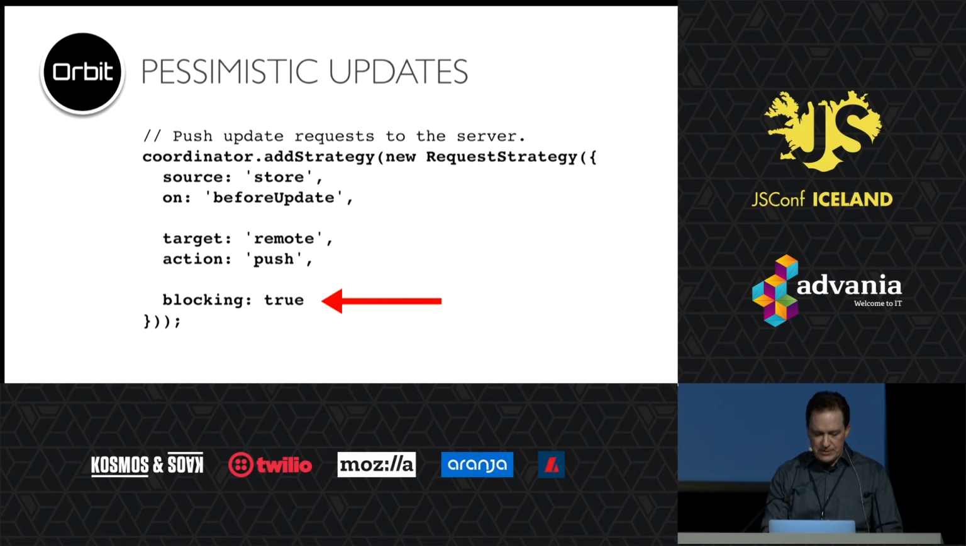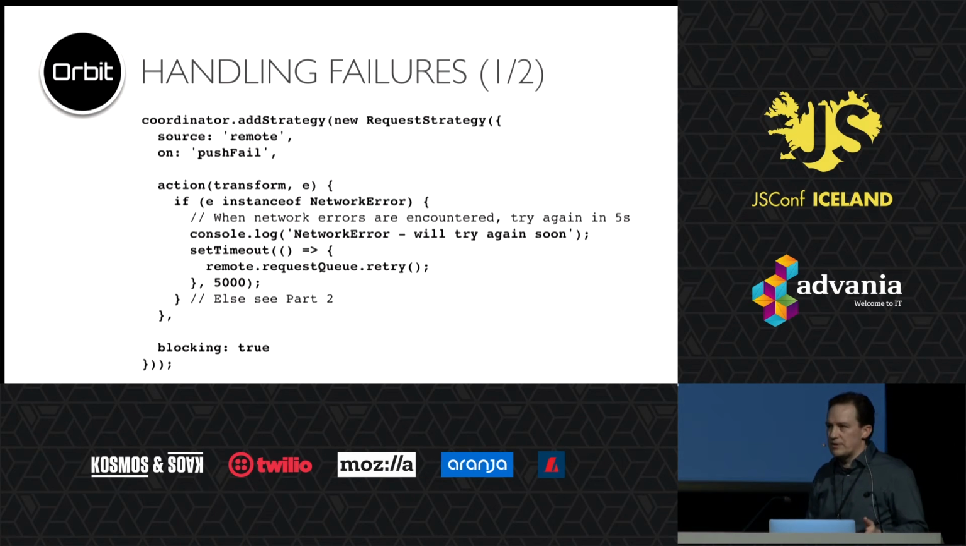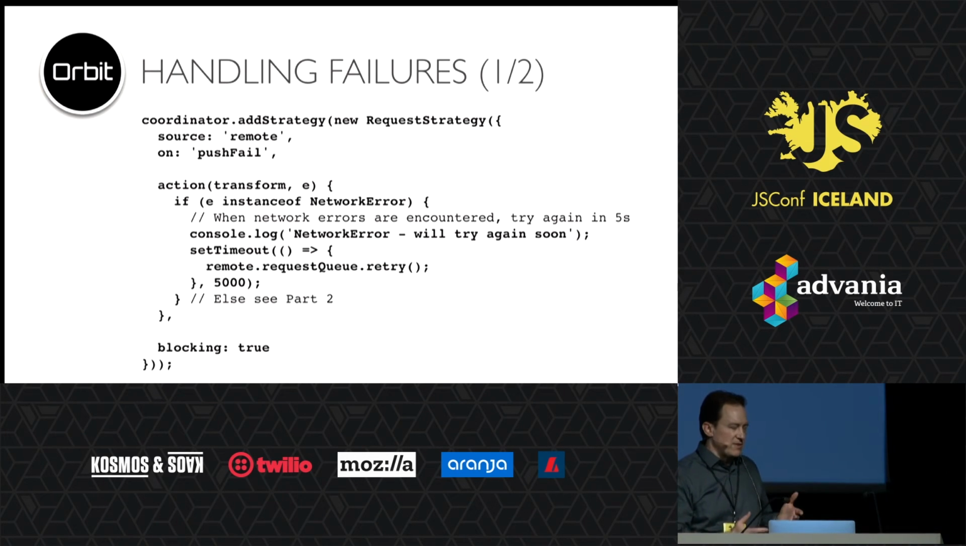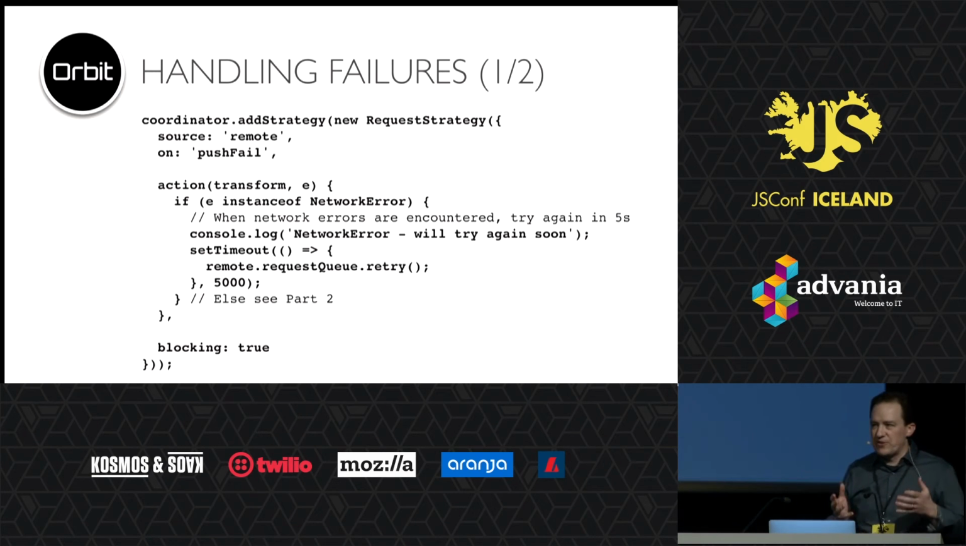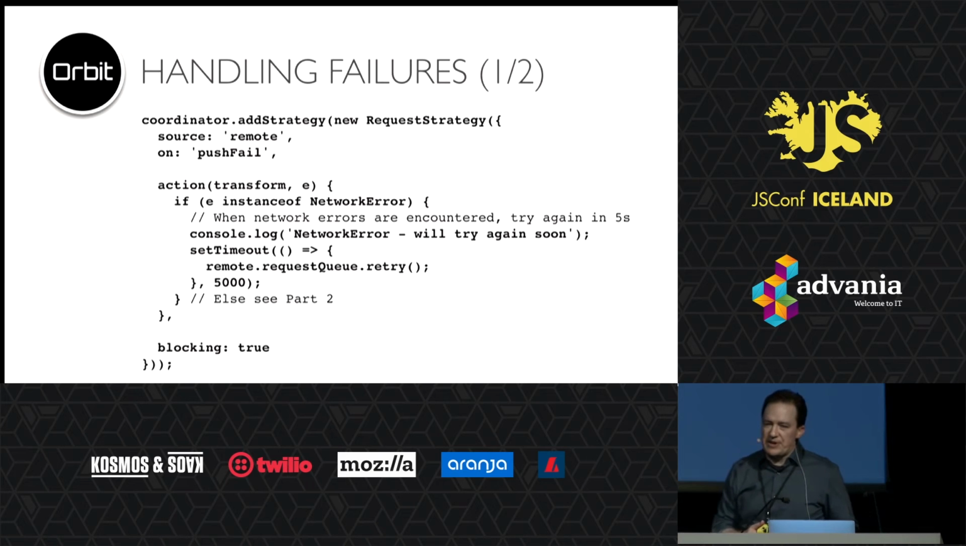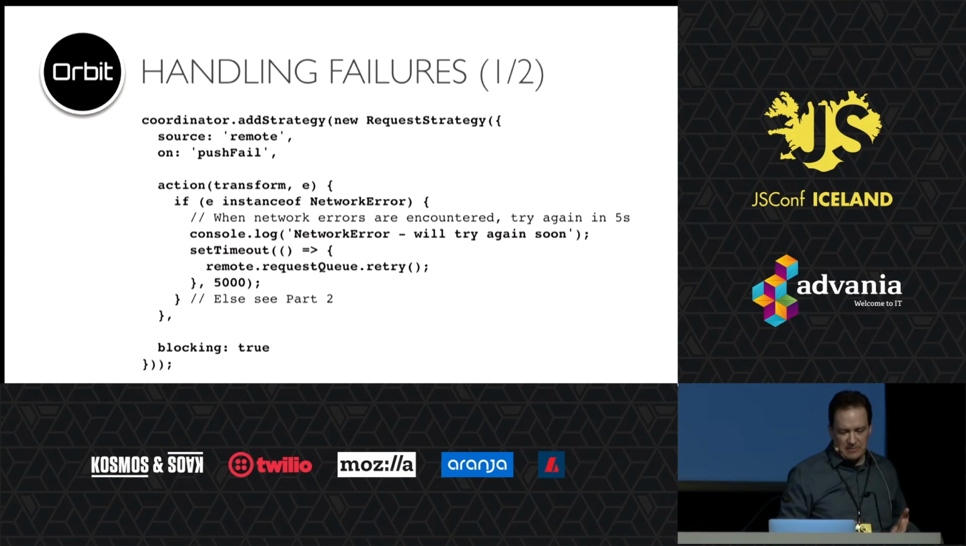But there are just some that are provided for convenience. Of course, things do go wrong, and it would be irresponsible to not have some failure handling in offline scenarios or optimistic updating. And so you might need to write a strategy that responds to a failure event and takes an action. Like this here is responding to a network error on the remote source, and it will retry the queue of actions every 5 seconds.